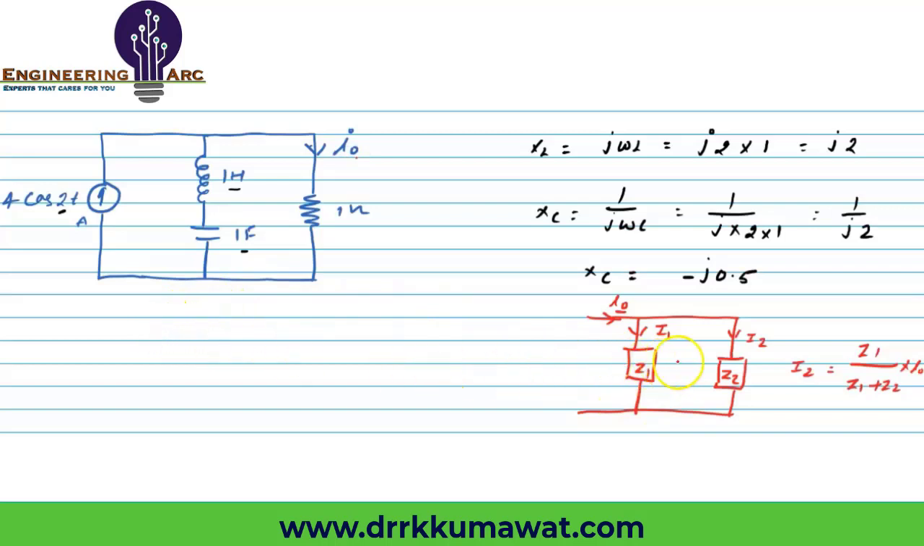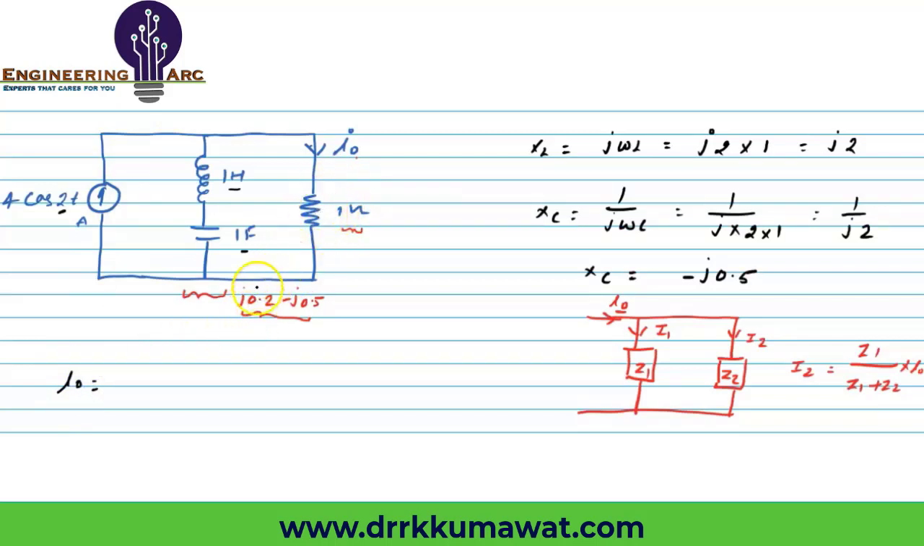So we apply the same concept in this problem. The total impedance of this branch will be j0.2 minus j0.5, and the impedance of the other branch will be 1 ohm. So we have to calculate the current across the 1 ohm resistor, so I0 equals the current in this branch.